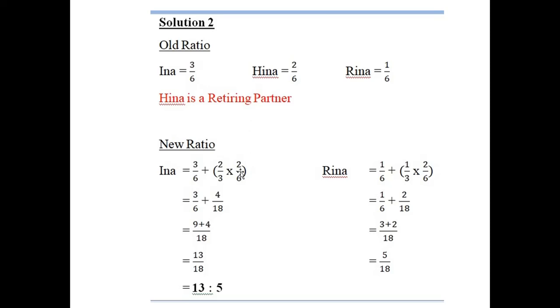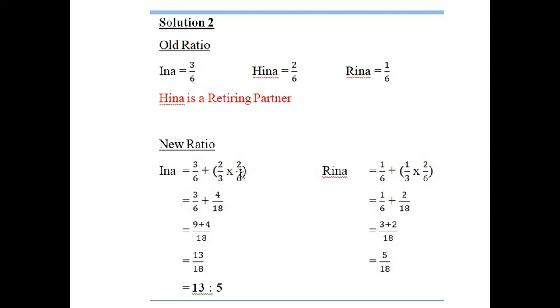So now you see in question number 1, whatever was the share of Q, the retiring partner, was shared between the remaining partners equally. Look at question number one. The retiring partner's share was shared between the remaining partners equally. But here in this question, the share of the retiring partner is to be shared by the remaining partners, that is Ina and Rina, in the ratio of 2 is to 1. So it is very simple.